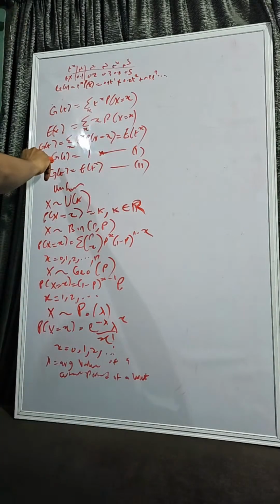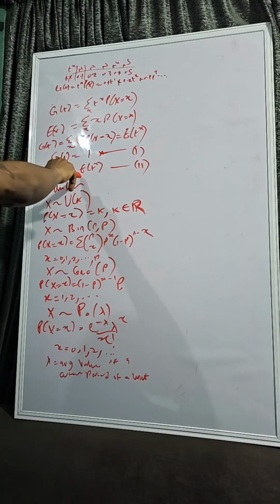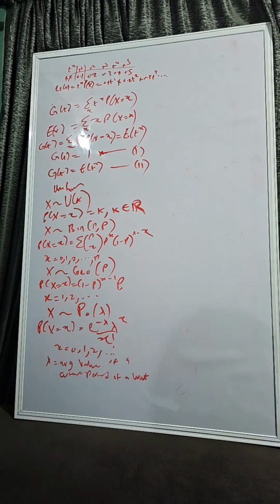So take note of this property. G of 1 must give you 1. That's the first property. And the second property is what? G of T is the expectation of T to the power X. So I believe with that, I have covered that. I think we can move on to the next question.